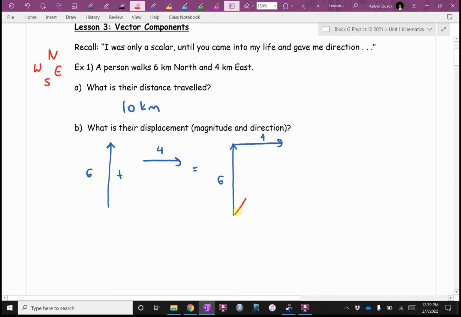Find the resultant on your own. I'll do it up here. Oh, where's the theta going to go? Bottom left or top right? Pardon me? Can't be either.